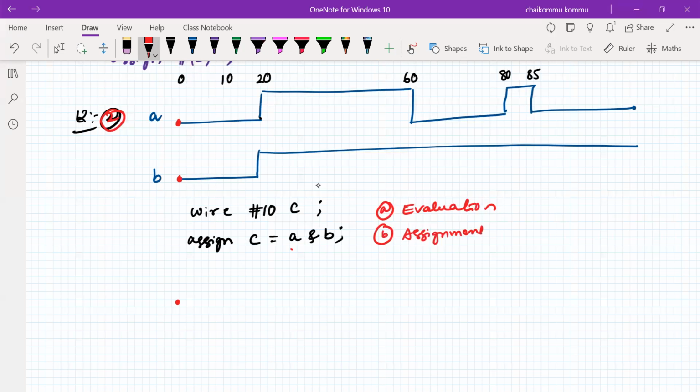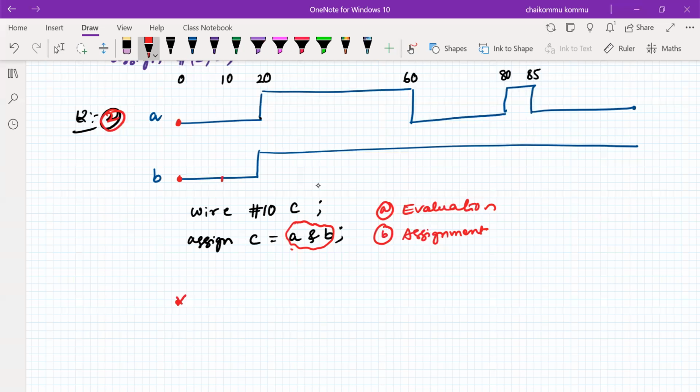So this is what actually the involvement of the assignment statement. That means evaluation means A and B must be computed first, and that computed result will be assigned to C according to the delays that are given. If a delay is not there, it will be assigned directly, otherwise it waits. So A and B will be evaluated, but that is not assigned to C directly, but it waits for 10 nanoseconds.